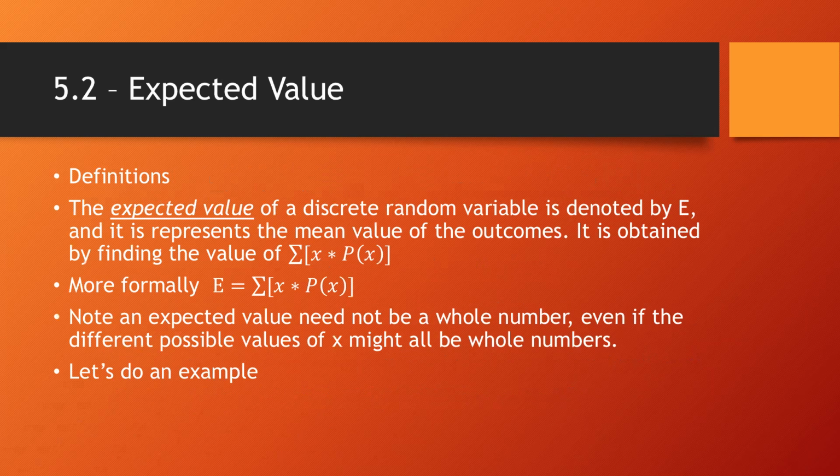So, expected value. The expected value of a discrete random variable is denoted by E, and it represents the mean value of outcomes. It is obtained by finding the summation of X times P of X. More formally, E is equal to the summation of X times P of X. So you can think of the expected value as equal to that. Note that an expected value need not be a whole number, even if the possible values of X are all whole numbers. Let's do an example here.